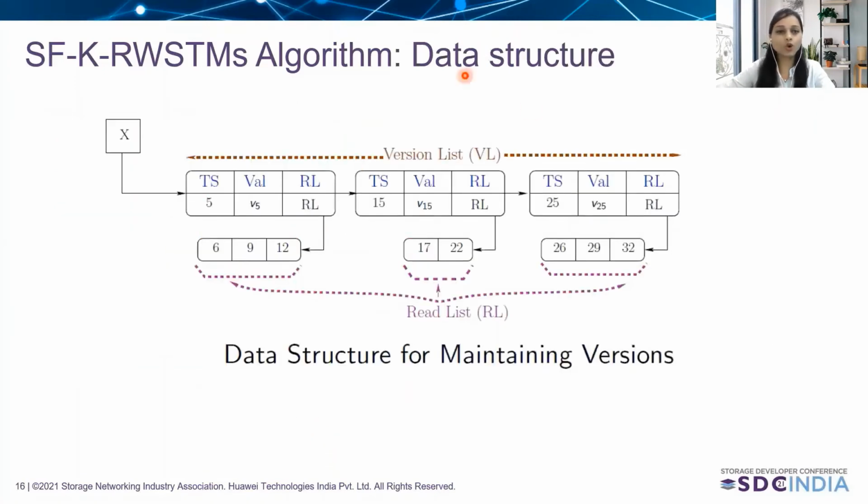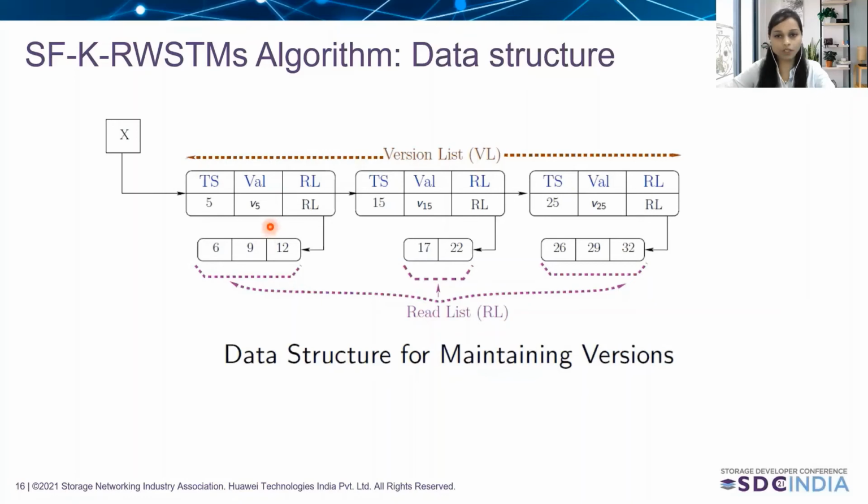The data structure of the SFK-RW-STM is a list of lists. So we are maintaining all the T-objects in the form of a list, and each T-object maintains a version list, again in the form of a list. Each version consists of 3 fields: timestamp, value, and read list. Here we have considered K equal to 3, so there are 3 versions.